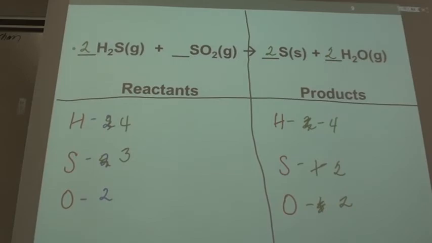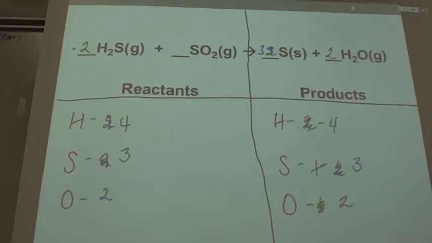Change the 2 to 3. Okay, all right. So this is no longer good, so I'm going to put a 3 there. Okay, now it's balanced. How can I tell? 4 equals 4, 3 equals 3, 2 equals 2.